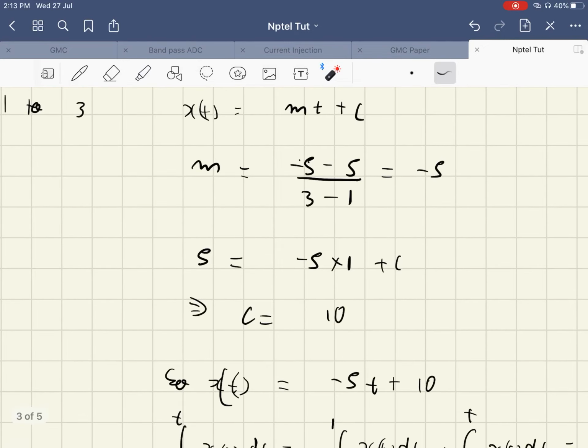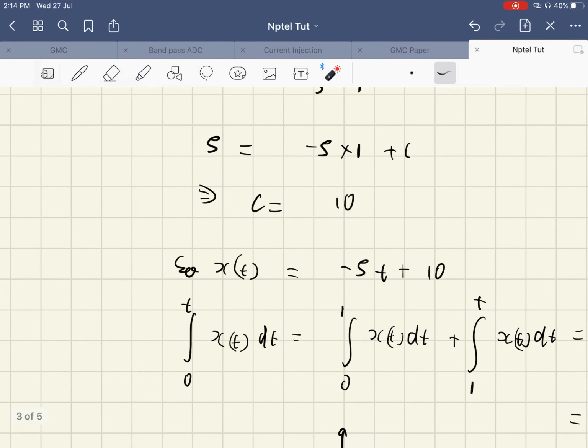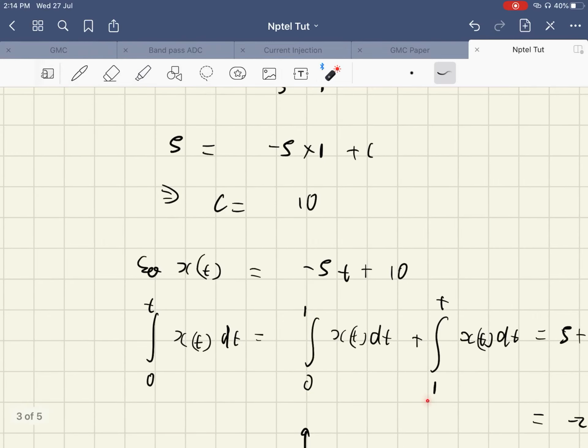Now we know that from time t equal to 1 to 3, we have x of t as minus 5 t plus 10. And when we integrate it, we will integrate it in two parts. First integration will be from time equal to 0 to 1, and the second integration will be from time equal to 1 to time equal to t.